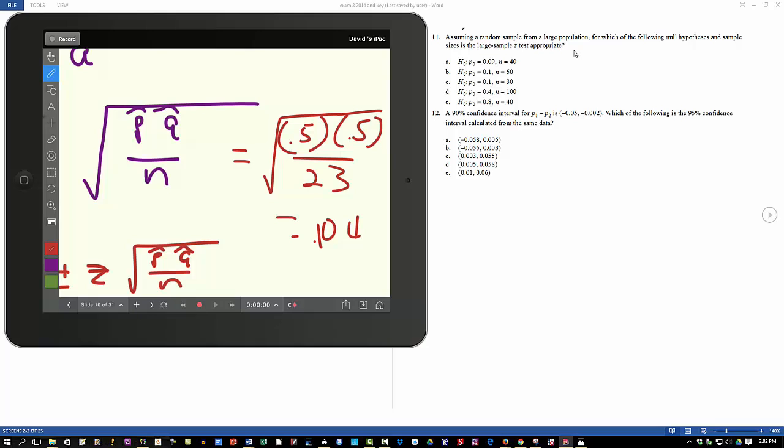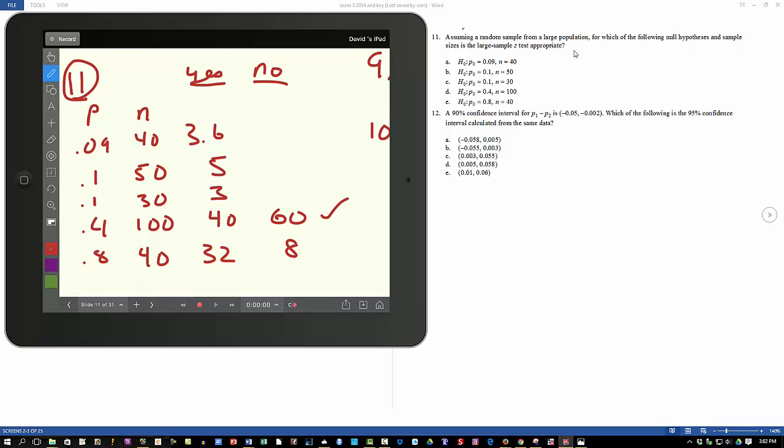I've got these all written down here, so I'll go ahead and get to it. So for the next one, 0.1 times 50 is 5, not big enough. 0.1 times 30, not big enough. 0.4 times 100, that's 40, that's big enough, but now we also need, that's the proportion of yeses, so let's go ahead and get the proportion of nos. That'll be 100 minus 40, or 60, and that's large enough. So the answer is D, but looking on down to E, and why that's not correct, we have 0.8 times 40, that's 32, that's large enough, but that's 32 yeses, that only leaves 8 nos, and that is not large enough. So again, the answer is D.